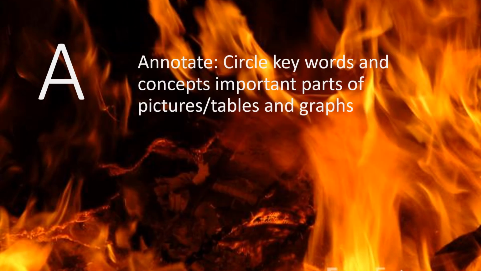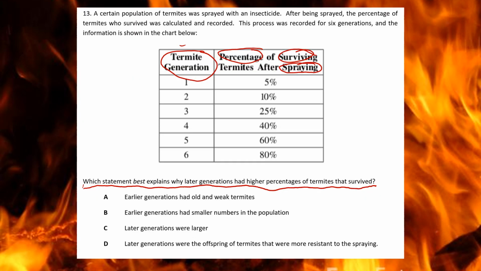And the next one, the A, annotate: circle your keywords, concepts, important parts of the pictures, tables, and graphs. You will notice when we go to the next slide that I had already circled some of the keywords. I have a tendency to group some of my steps together. So now let's look at the question. So we're looking for in the question: best explains, higher percentage, later generations. So those are our key concepts.